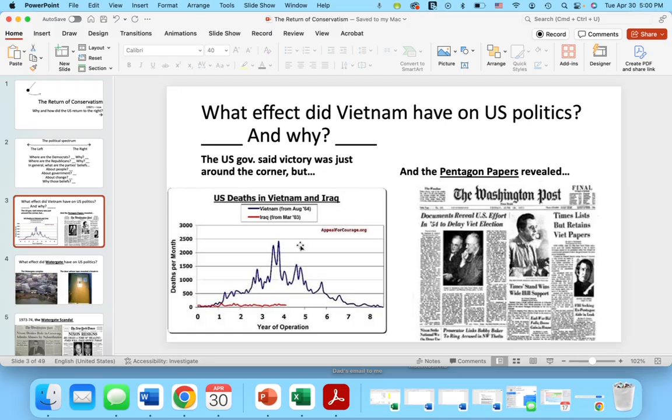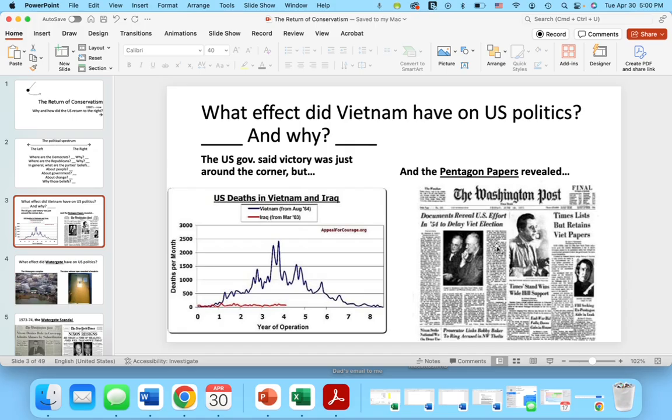And here you see American death tolls. Even after 3, 4 years into it, American death tolls were considerable. And again, the Pentagon Papers revealed that the government knew they were in big trouble. They knew victory was not just around the corner, but they told the public differently.